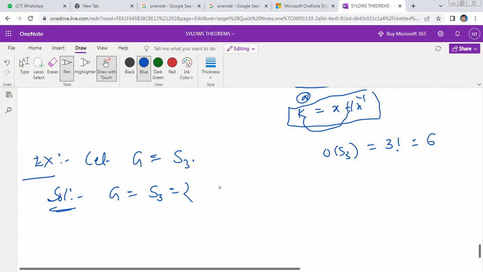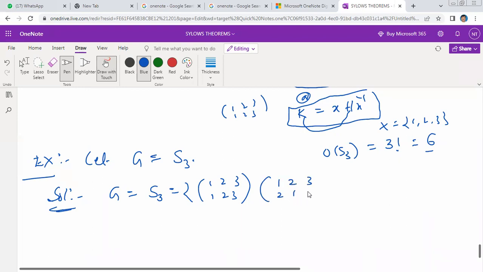S3 contains 6 elements. These are the permutations. Take the non-empty set X equal to {1, 2, 3}. The symmetric group over X has order 3 factorial, which is 6. The first one is the identity: 1, 2, 3 goes to 1, 2, 3. Next one: 1, 2, 3.